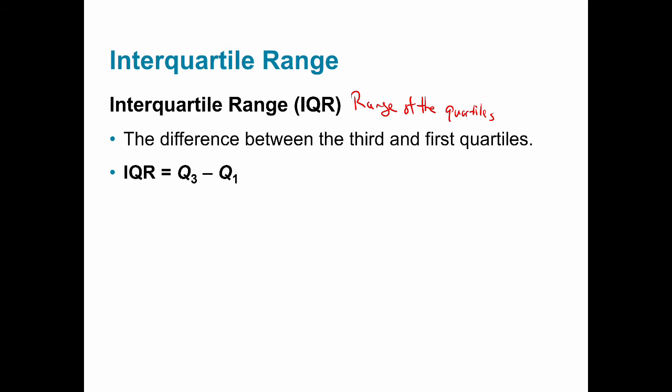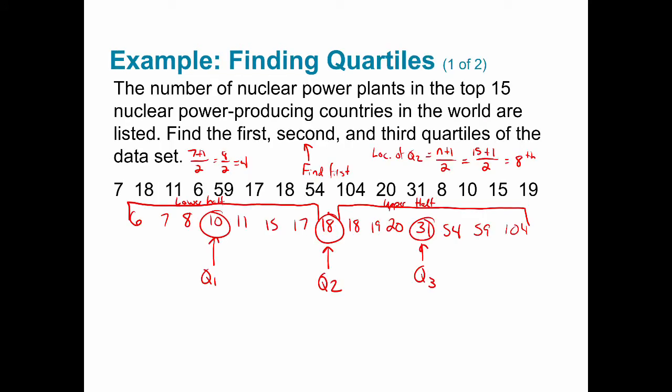So Q3 minus Q1. So if we go back to this data set that we just looked at, and we want to find the interquartile range, we just take our value for Q3 minus our value for Q1. So in this case, our interquartile range is going to be 31 minus 10, which is 21. So what this is telling us is the number of power plants in the middle portion of the data set vary by at most 21.